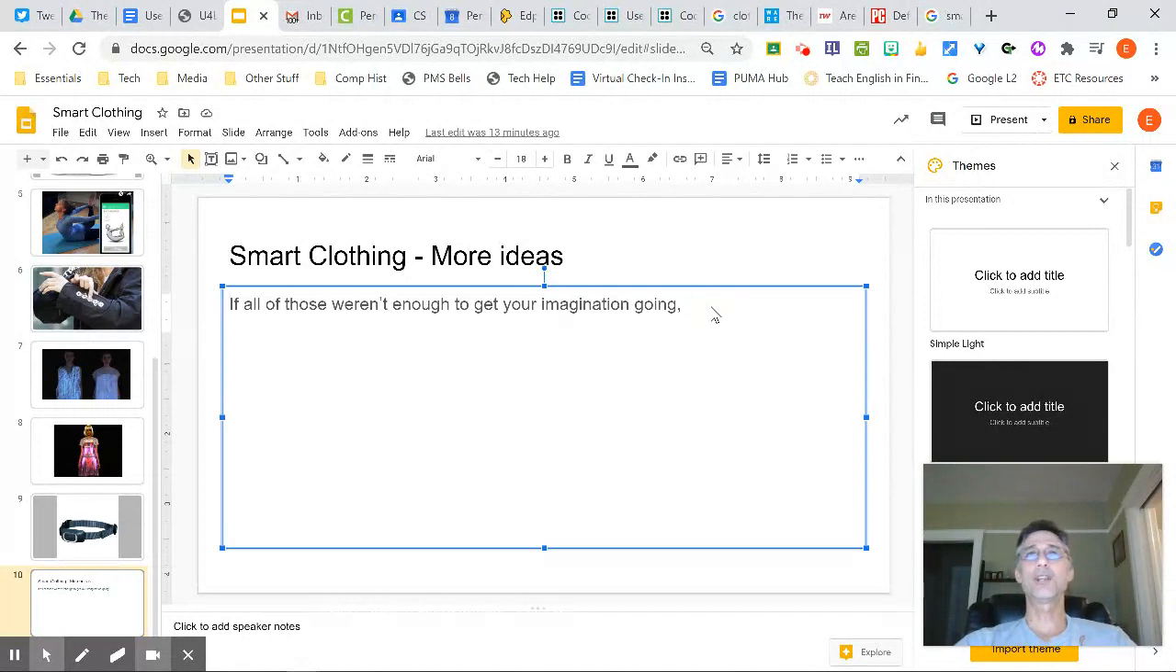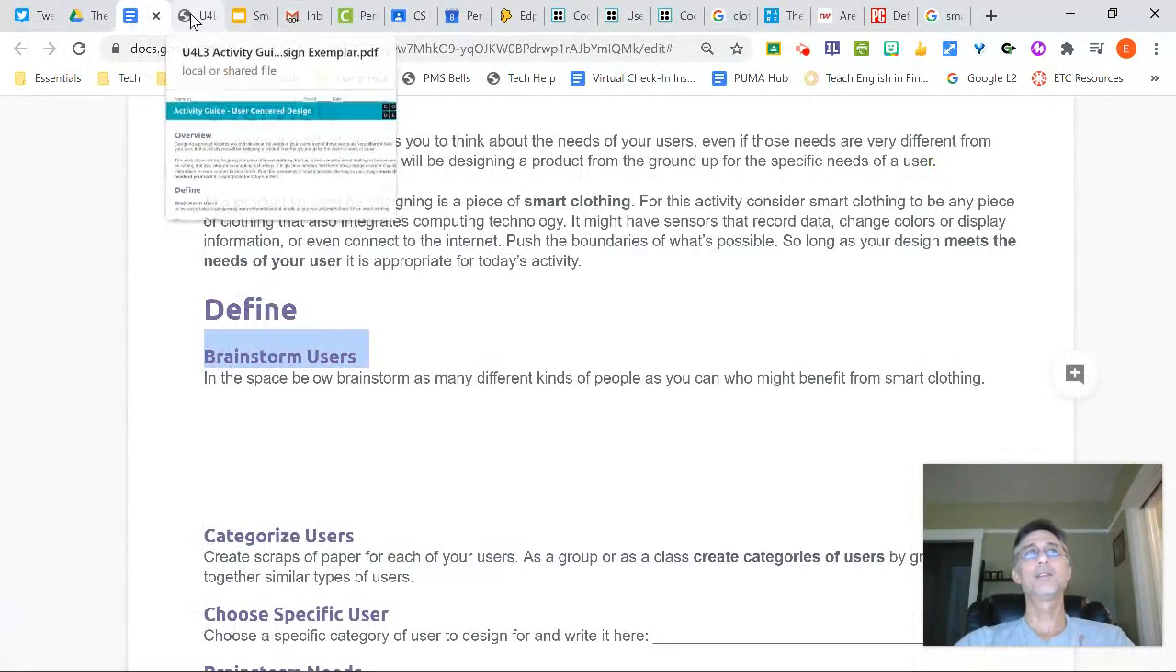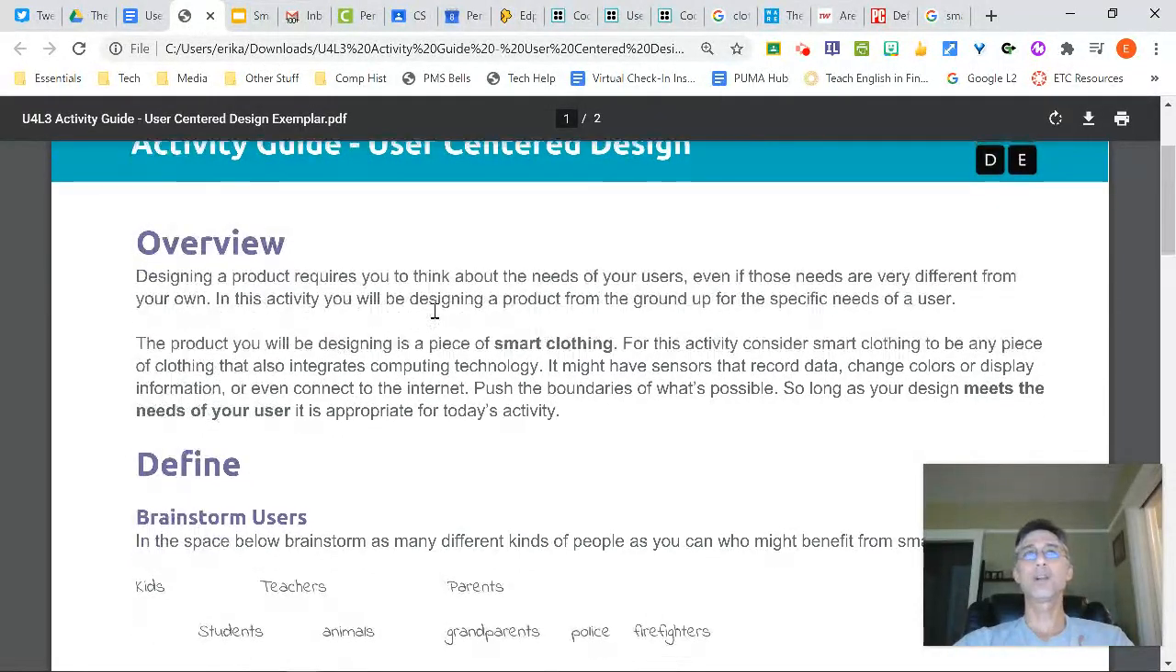I just was going to say, use Google to search smart clothing, and you may want to refine by images or not, okay? So that's the idea. Back to the assignment. Here it is. Here's an example of what the finished product looks like.